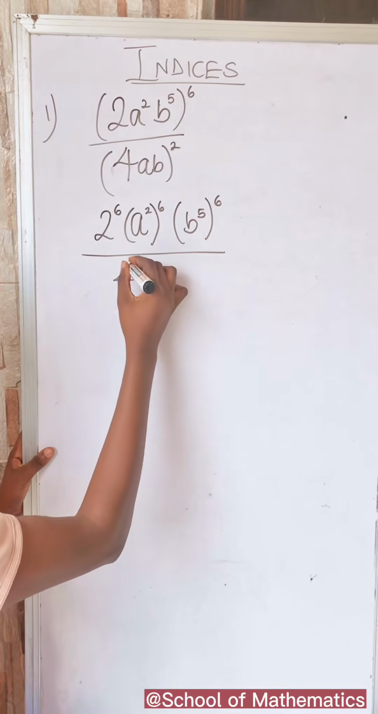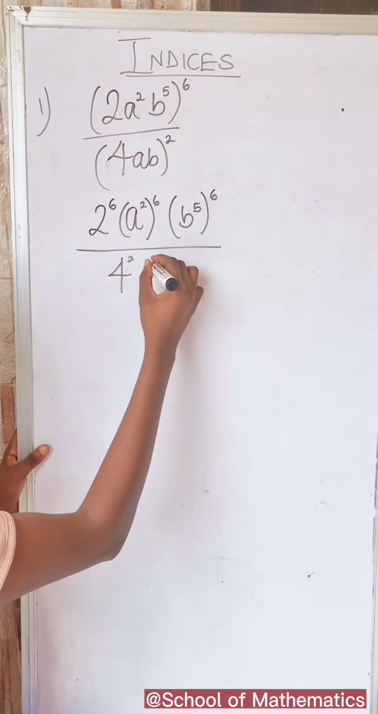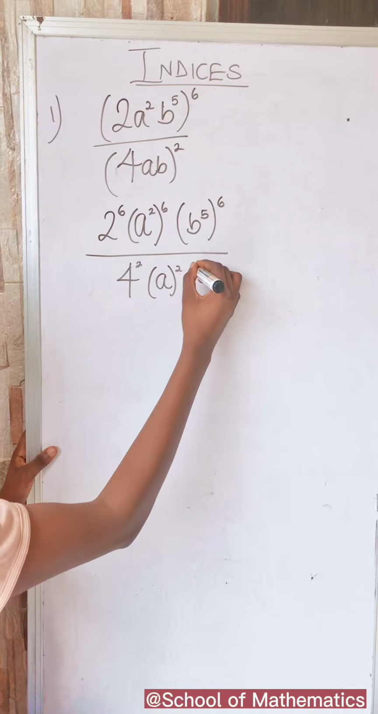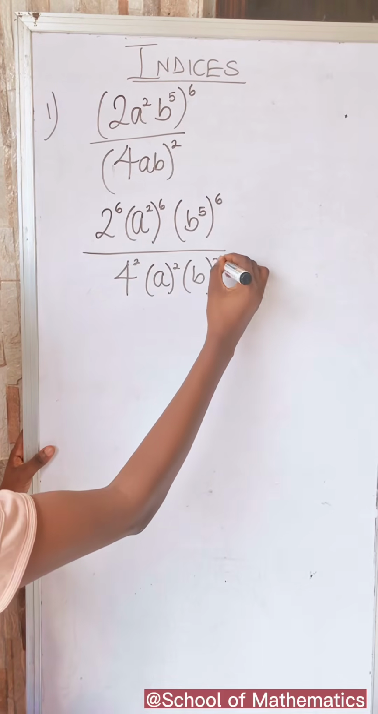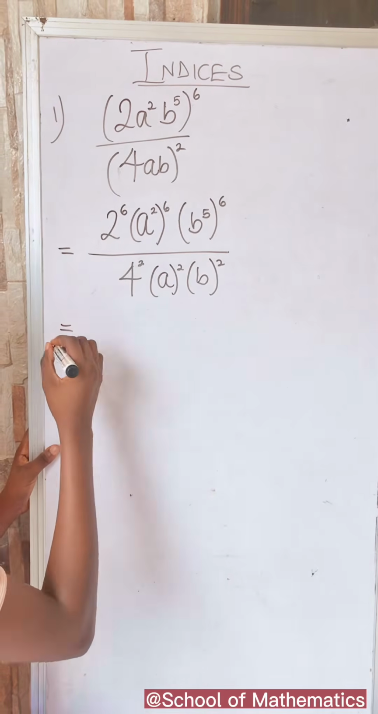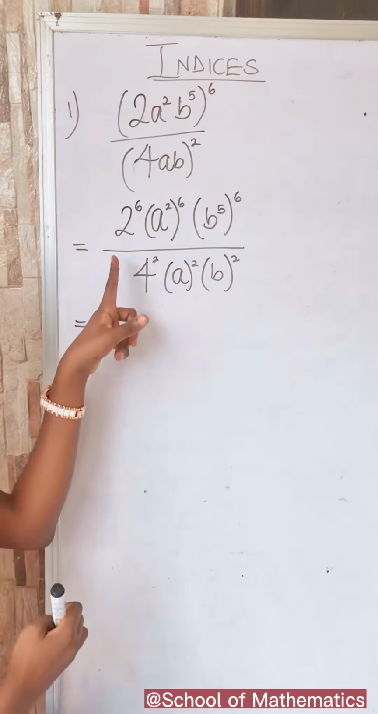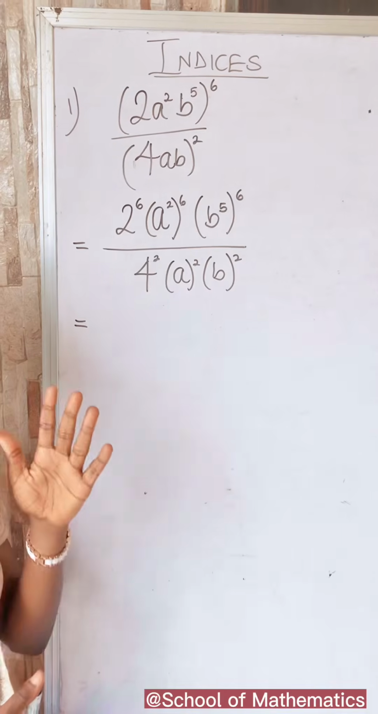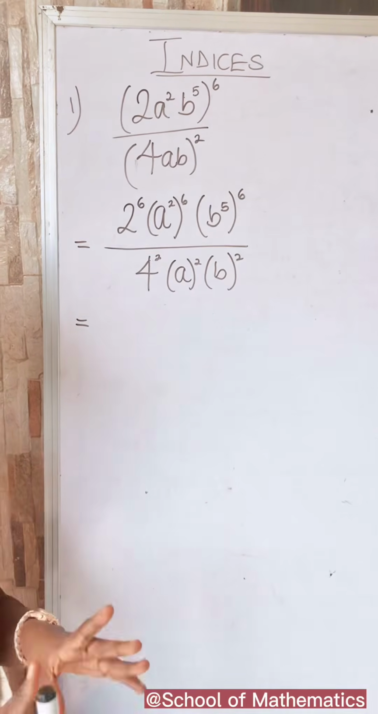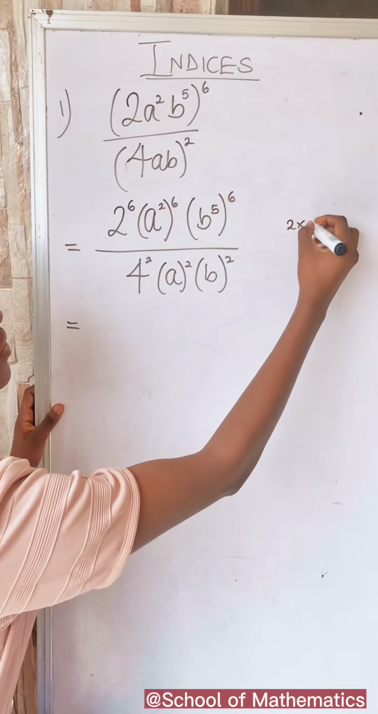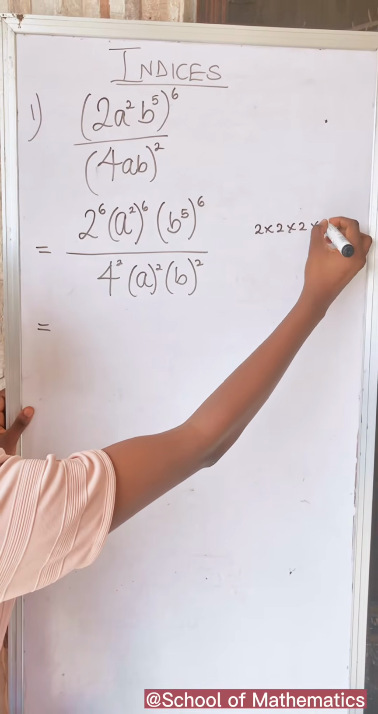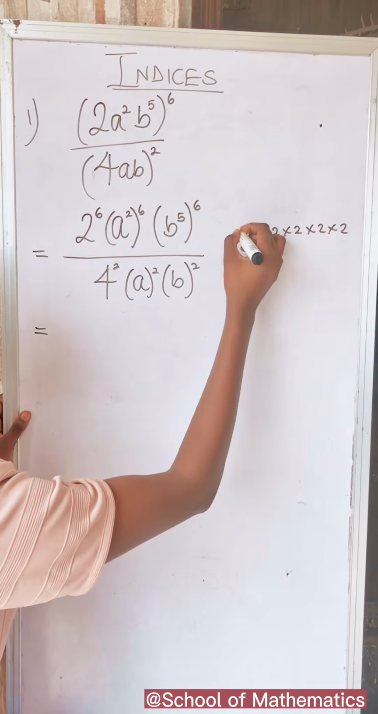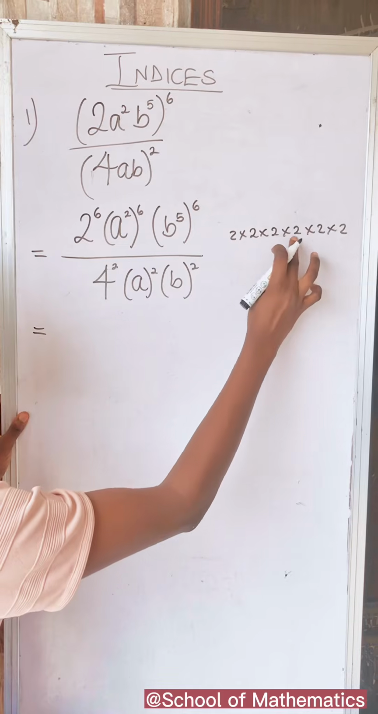And then for this other one, you have 4 raised to the power of 2, you have A raised to the power of 2, you have B raised to the power of 2. Right? So now 2 raised to the power of 6 means 2 times 2 times 2 times 2 times 2 times 2, in 6 places. 1, 2, 3, 4, 5, 6.